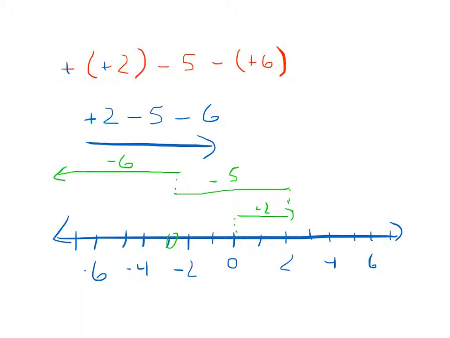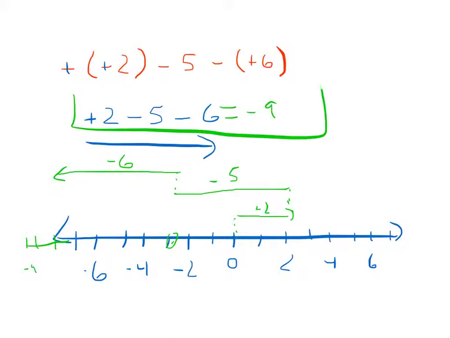My number line's not big enough there. 7, 8, 9. But I'm at a negative 3, minus the 6 will put me at that negative 9 way out there. So my answer here is a negative 9. You don't need a number line to solve it. You can say positive 2 minus 5. That will be negative 3. Negative 3 minus 6. That will be a negative 9.